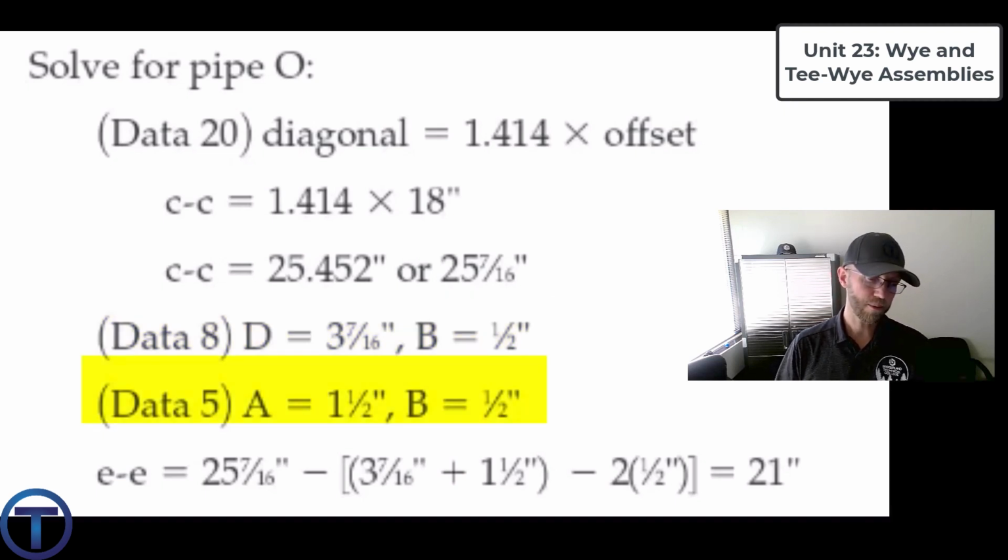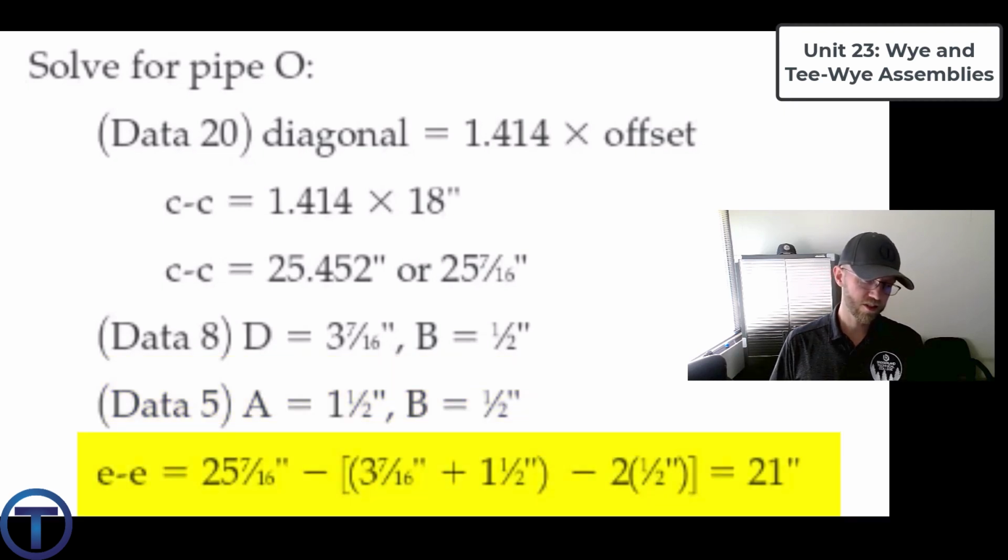Going back to data table 5, we're looking at a 45-degree fitting, and we get 1.5 inches is the face to center measurement, and subtract off 1/2 inch for the thread end of the pipe. End to end equals 25 7/16 minus, in our brackets, here's our takeoff, 3 7/16 plus 1.5, minus 2 times the pipe threading in, that's 1/2 inch, and altogether we're going to end up with 21 inches.